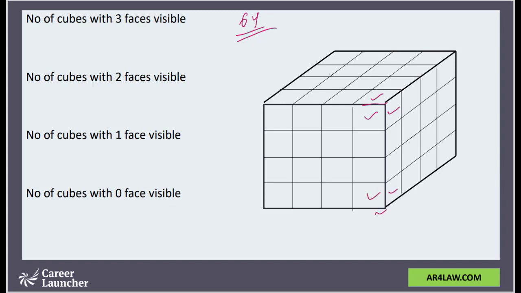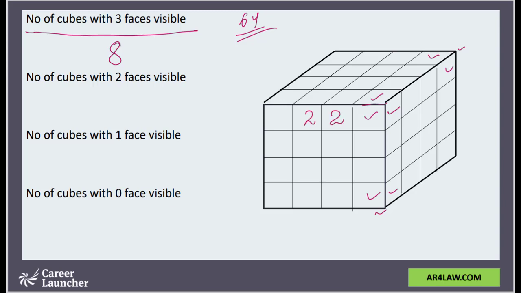If you rotate it, you can see it. Same goes with the one at this corner. So since there are 8 corners, the number of cubes with 3 faces visible is going to be 8. Number of cubes with 2 faces visible. Now these cubes are going to be these ones. For example, this one. I'm writing 2 here.